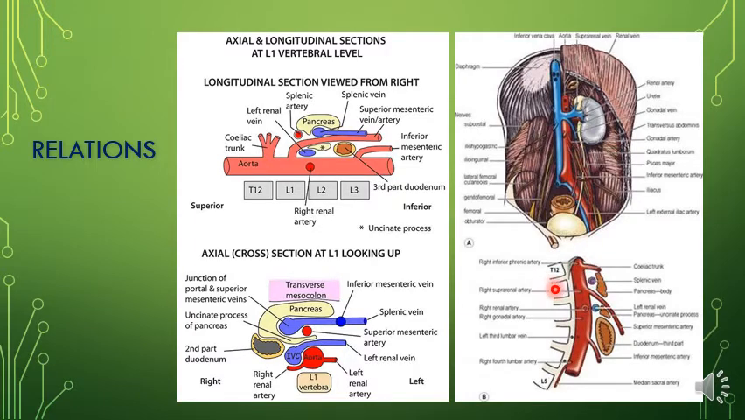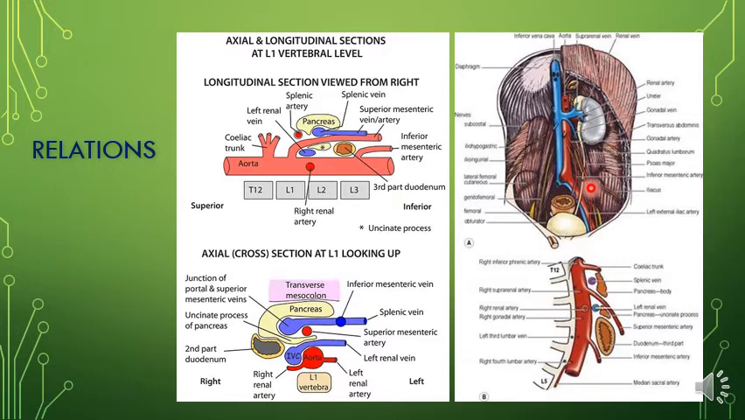So the posterior relations are the bodies of upper 4 lumbar vertebrae along with their intervertebral discs and the anterior longitudinal ligament. Then the origin of 4 pairs of lumbar arteries and the median sacral artery is seen, and it is crossed by the 3rd and 4th left lumbar veins. Also you will see the psoas major muscle. So these are all the posterior relations of the abdominal aorta.